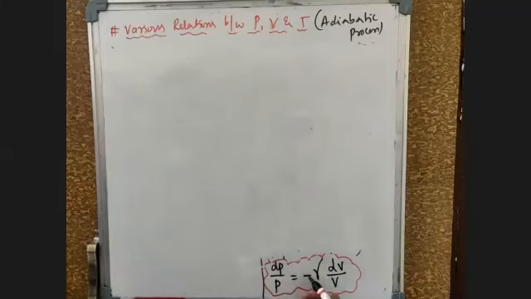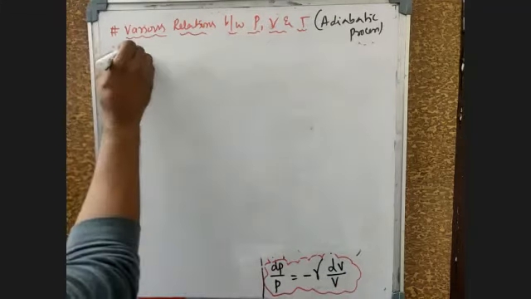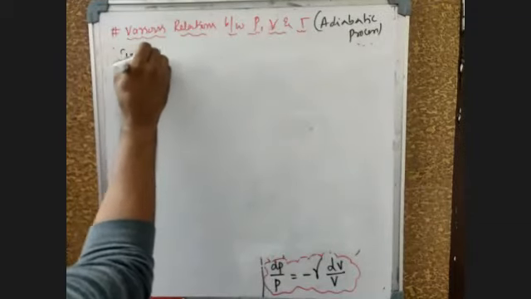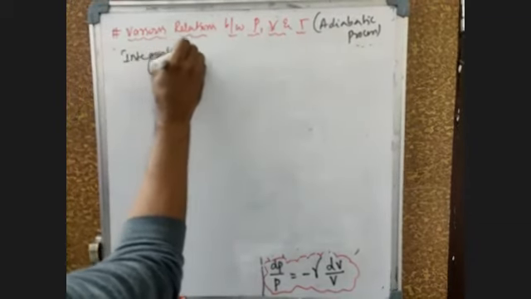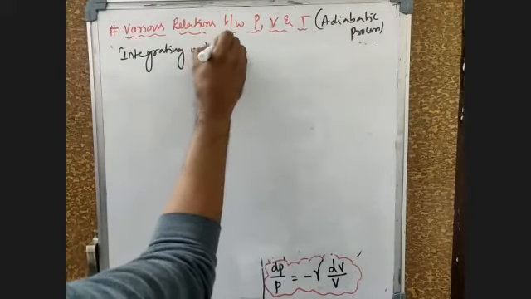Now can I simplify this better? dP by P is equal to minus gamma into dV by V. Integrating on both sides.